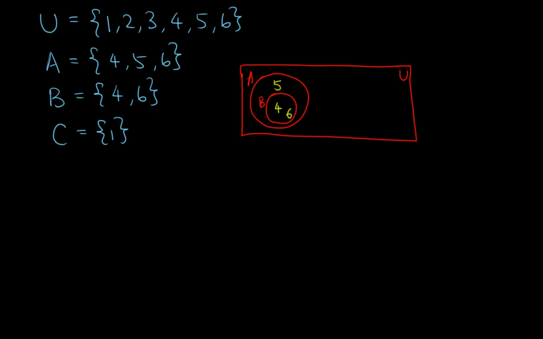So they would look something like this. Next, we have the set C, which contains only 1, so we draw it as a circle isolated from A and B. Don't forget to write 2 and 3 somewhere outside the circles, as they don't belong to any of the sets A, B, and C.